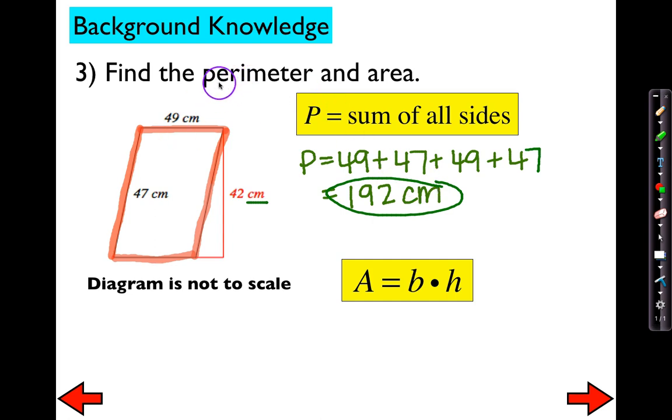What about the area? Because they did ask for perimeter, but they also asked for area. Well, this is a quadrilateral, and for this we're just going to, once again, do base times height.